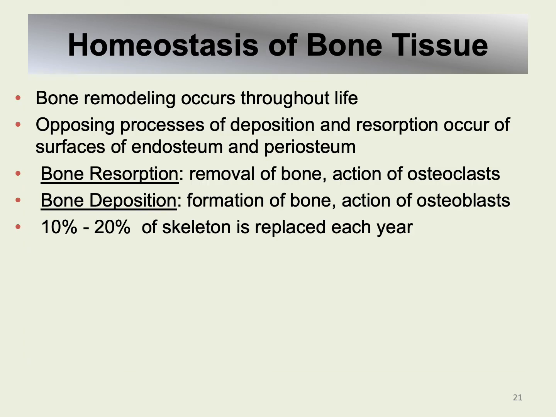Homeostasis of bone tissue. Bone remodeling occurs throughout life, and that is the opposing process of deposition by osteoblasts and resorption by osteoclasts. They occur on the surfaces of the endosteum and mostly the periosteum. Bone resorption is the removal of bone, the action of the osteoclast. Bone deposition, formation of the bone, is the action of osteoblasts. 10 to 20% of our skeleton is replaced each year.